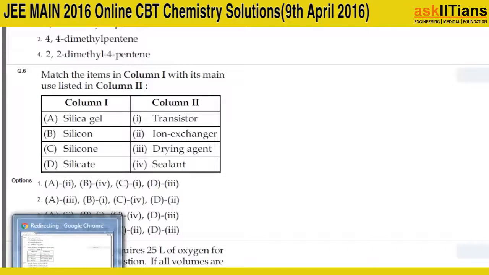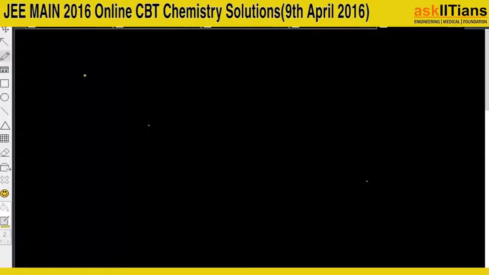A, B, C, D are silica gel, silicon, silicones and silicates. So first of all we have silica gel, then we have silicon, then we have silicones, and then we have silicates.